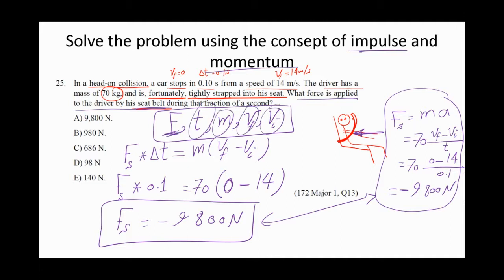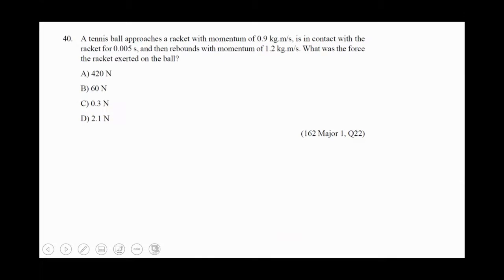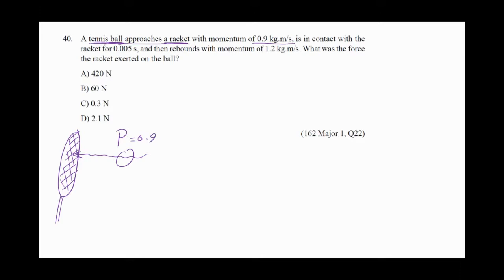In this case, you can use the impulse and momentum. Okay, guys, let's see another problem. A tennis ball approaches a racket. It reaches the racket with momentum 0.9 kilogram meter per second. So there is a tennis ball and a tennis racket, and the ball moves toward the racket with a momentum. He doesn't give you the speed or the mass. He gives you the momentum directly. So the momentum equals 0.9 kilogram meter per second.